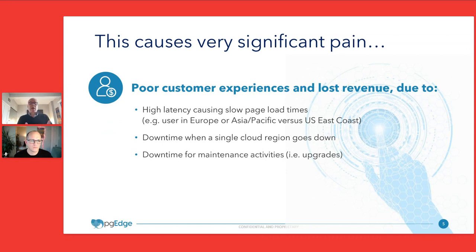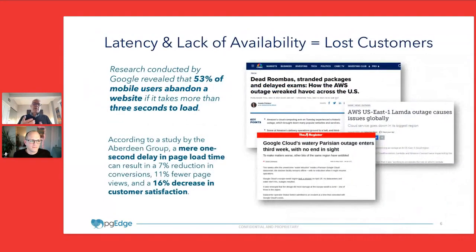Then you've also got the problem of what about your regular maintenance activities, like upgrades? How can you do those without having to take scheduled downtime, which in a lot of applications is no longer acceptable? It's not the 1990s anymore. So these are very specific problems and pains that distributed Postgres addresses, and we're not making this stuff up.